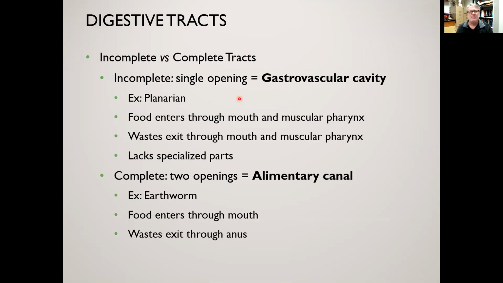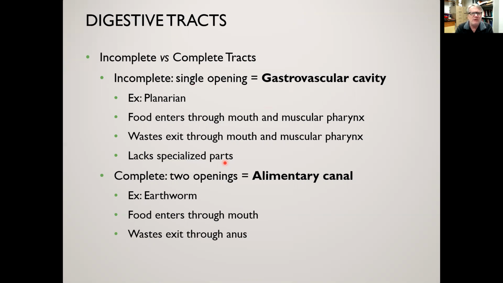If we look at animals in general, we can break them into two general categories: those that have an incomplete digestive tract and those that have a complete digestive tract. If we start with the incomplete, another name for that is the gastrovascular cavity, because it only has really one opening and one compartment in which digestion is done.